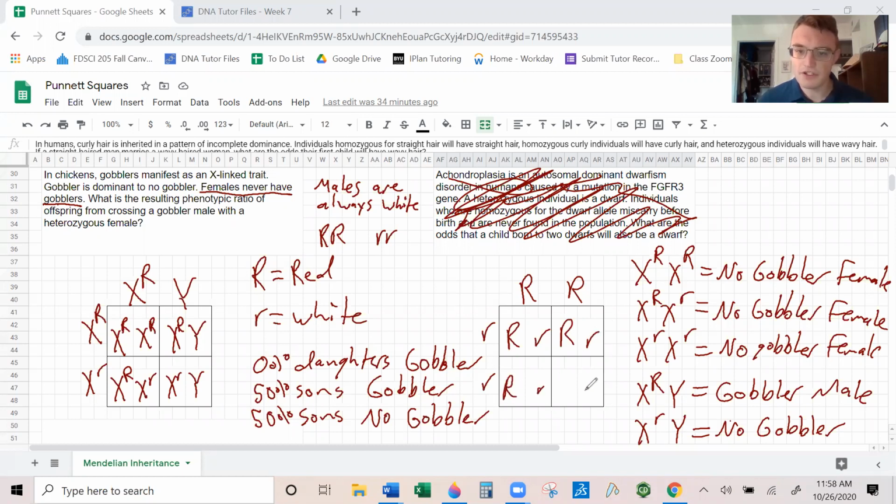And remember, all 4 squares apply to both genders in an autosomal one. So you would look and pretend all 4 squares are sons. Well, it says males are always white. So all 4 of them are white. So it'd be 100% white sons. And then for the daughters, all 4 squares are daughters. All of them would be red because the big R overpowers the little r. So you would have all red daughters. So there's a brief, quick example of an autosomal sex-limited one.